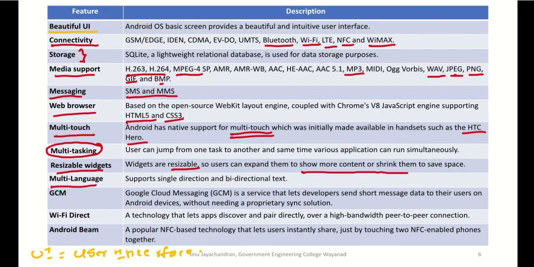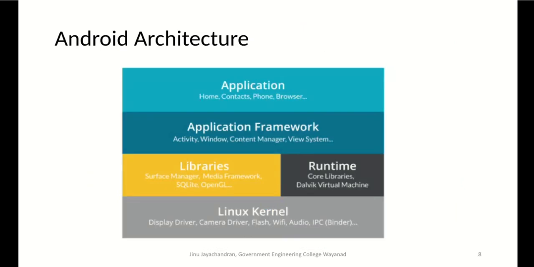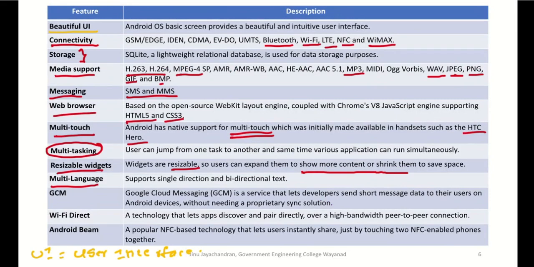Also you can have multi-language support. English is the normal language used in Android, but you can also have many Indian languages like Hindi, Tamil, Telugu, etc. Even in writing direction, English is a left to right language where you start from the left and go towards the right, but you can also have Android with Arabic, in which it starts from the right and goes to the left. So it can always support bidirectional text.